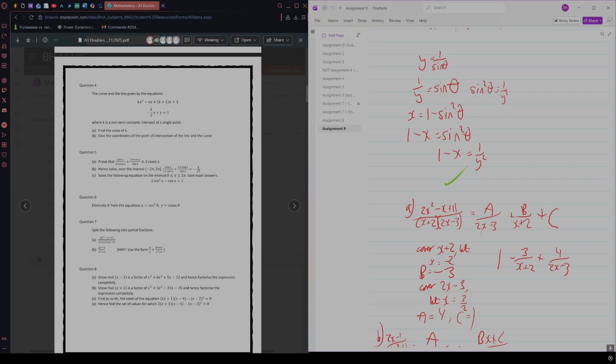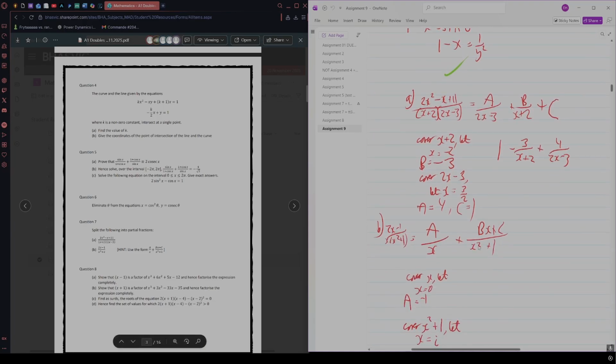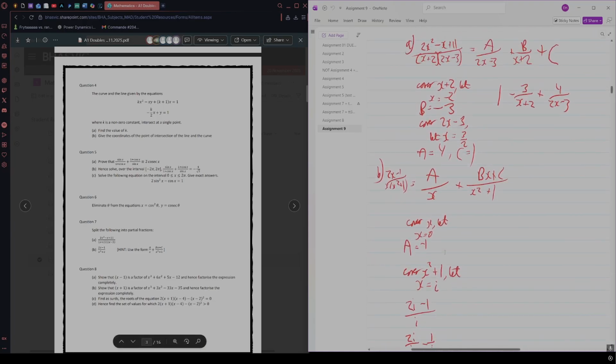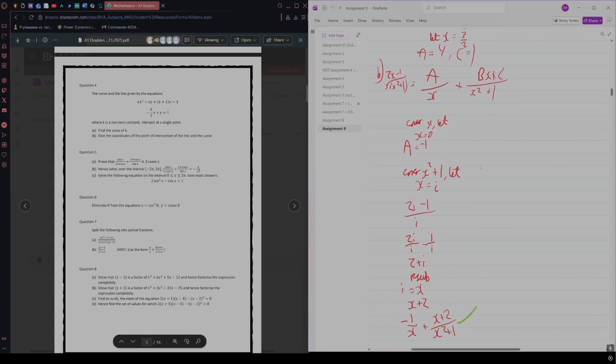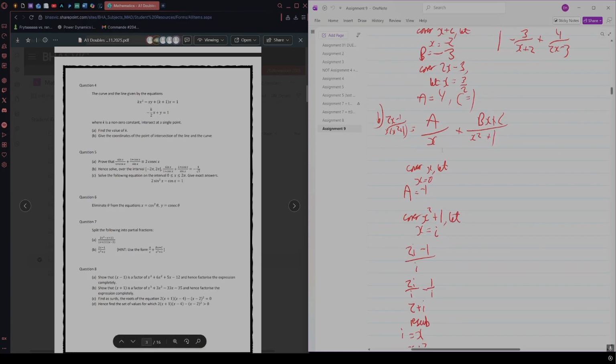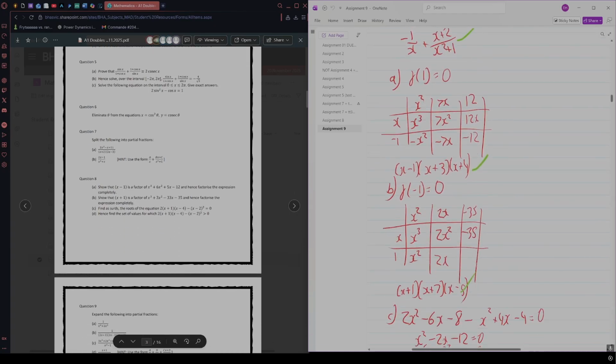It's not that long. Next question, you just solve it like normal. I used some weird method to get the x plus 2, but you can just do it normally. You don't have to do it how I did it. Next question, we got some factor theorem.